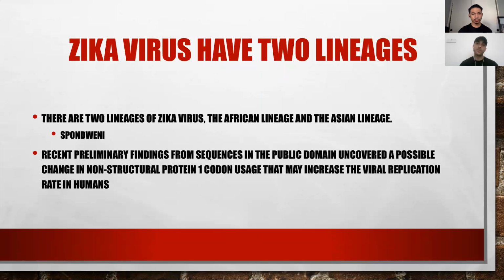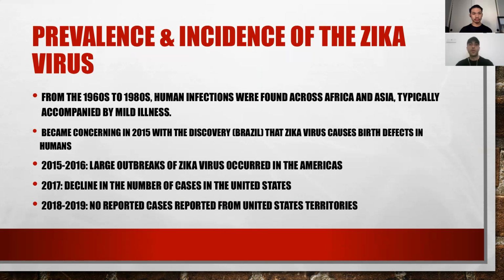Zika viruses have two lineages, the African lineage and the Asian lineage. An example is the Spondweni serogroup, which consists of Spondweni and the Zika. Recent preliminary findings from sequences in the public domain uncovered a possible change in non-structural protein codon usage that may increase the viral replication rate in humans.